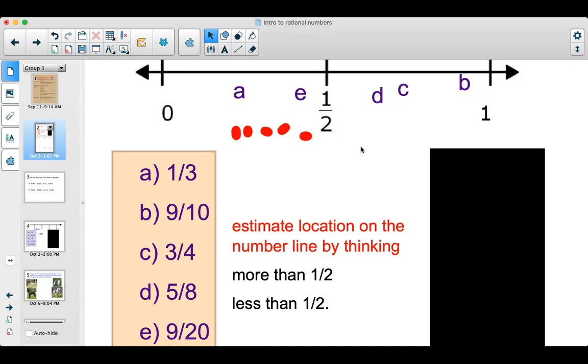Let's try to be a little more specific with where these go. So 1/3, if I want to know where to put 1/3, what I'm going to picture is taking this number line from 0 to 1 and breaking it up into 3 equal pieces. If I do that, I might have a line here and a line here or something. So this would be the first piece. Let me highlight this a little bit.